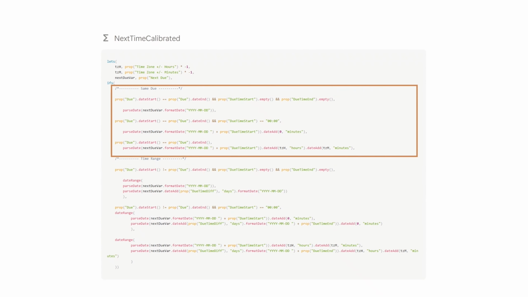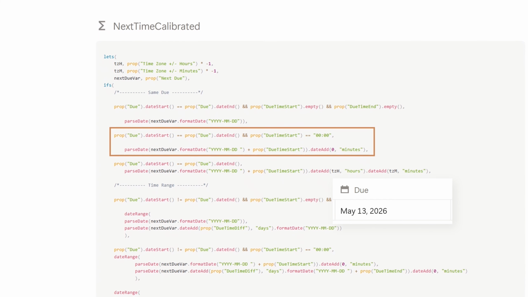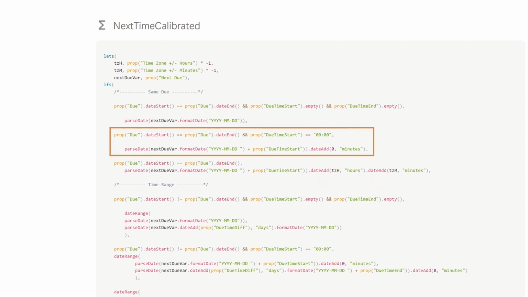First is the one date group, where the due start and the due end are the same. This is for due with no time range. It contains the states of due time start and due time end being empty. This is where the due looks like this. Where the due time is at 00.00 or 12 a.m., where the due looks like this.